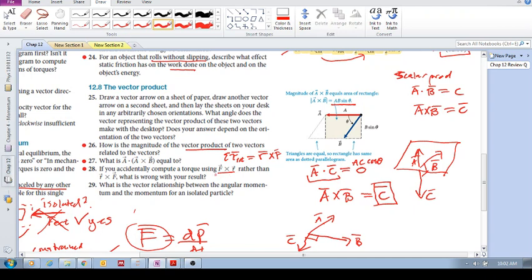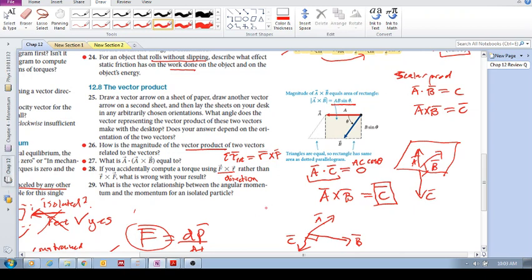Well, what is right with the result is that the magnitude will be right. The magnitude of the torque. But the direction will be wrong. It'll be in the opposite direction.